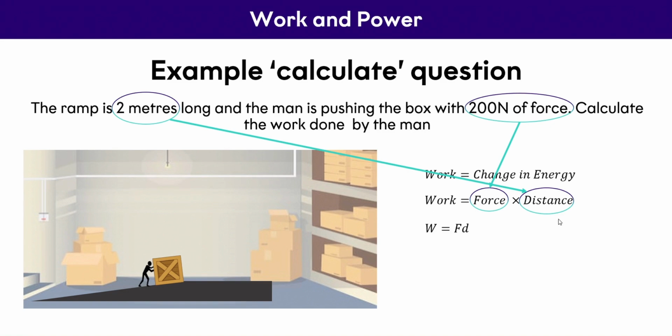So I've written the shorthand for this equation, work equals force times distance, and I'm just going to put the numbers in where the letters were. So I've put in the 2 for the distance and the 200 for the force. Put this into my calculator, and I get that the work done by the man is 400 joules.